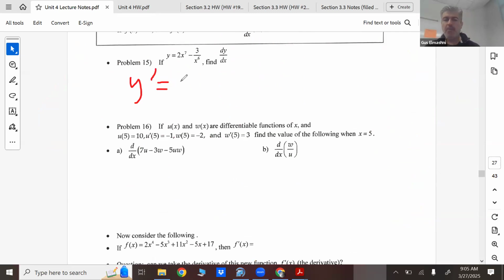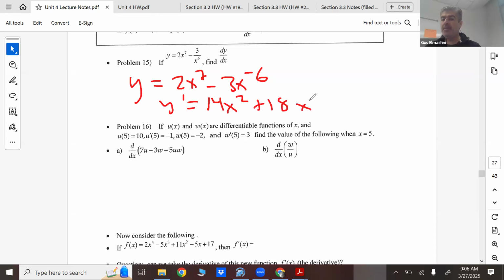So what do you think is going to happen? Well, before I do that, let's prep it. Does that make sense? So it's probably going to be plus 18 x what power? Nope. There's 7.